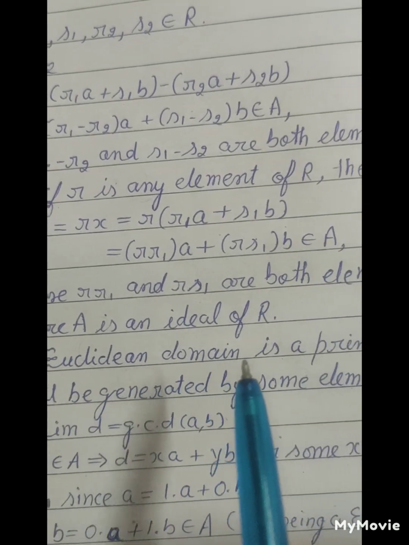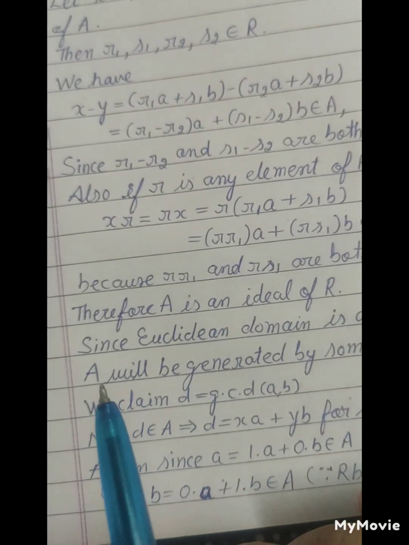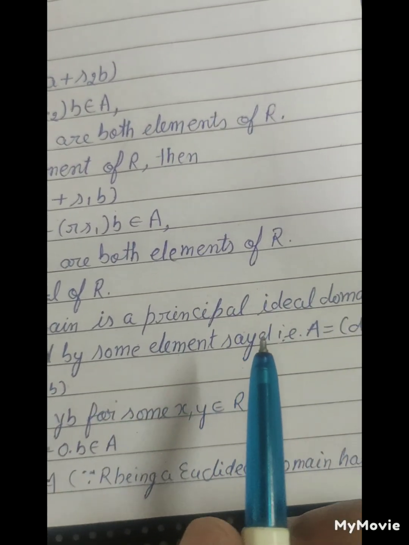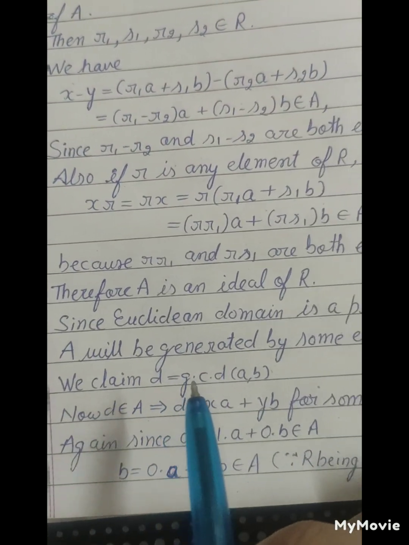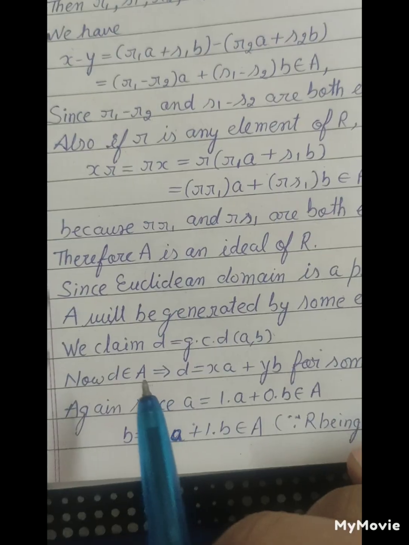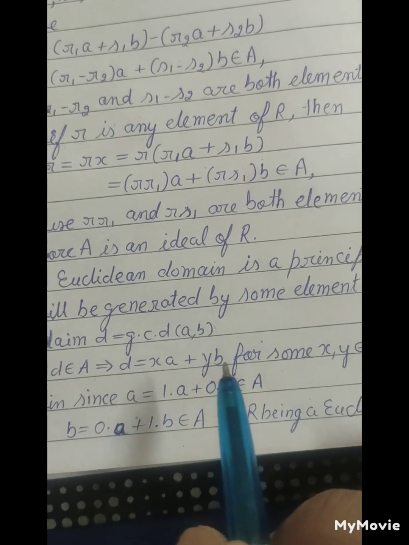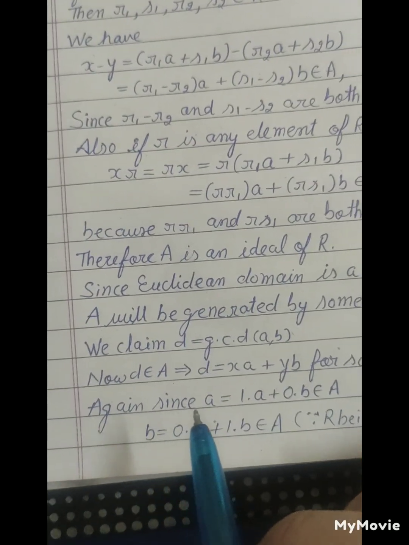Since a Euclidean domain is a principal ideal domain, A will be generated by some element, say d, so A equals the ideal generated by d. We claim that d is equal to the greatest common divisor of a and b. Now d belongs to A, which implies d equals xa plus yb for some x, y belonging to R.